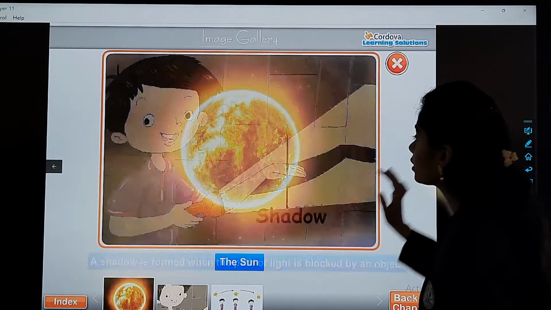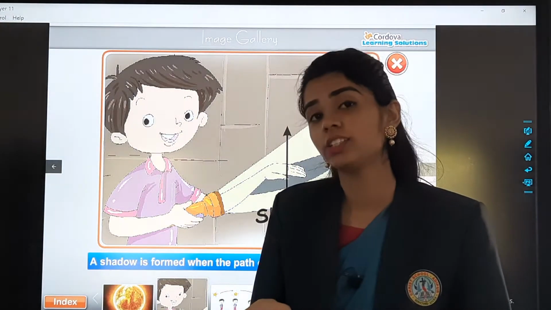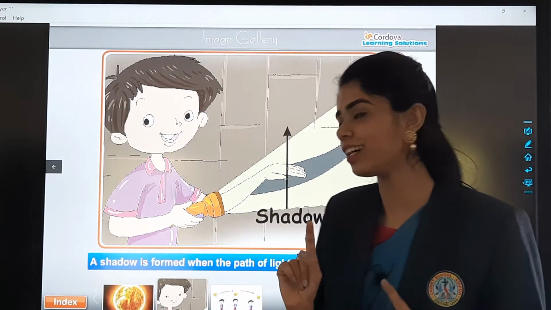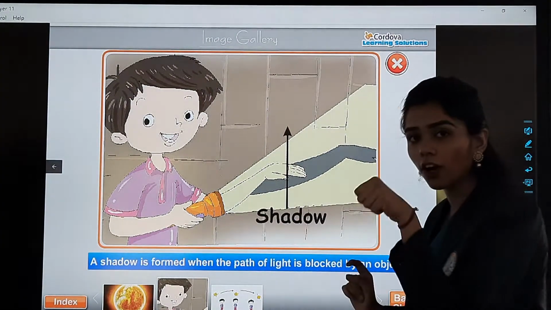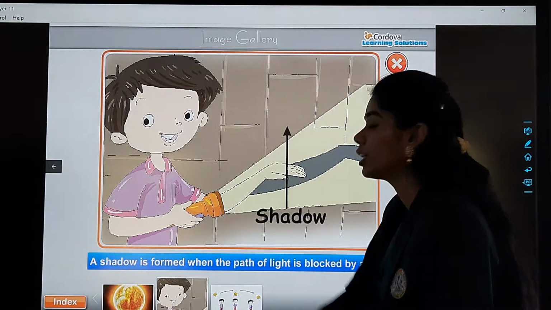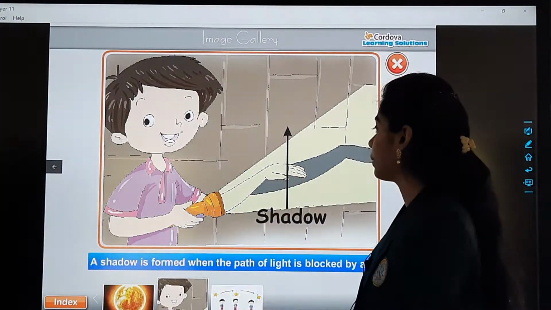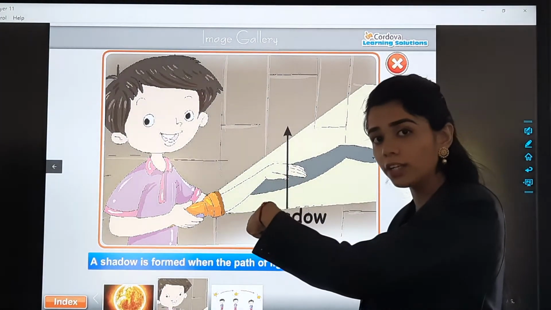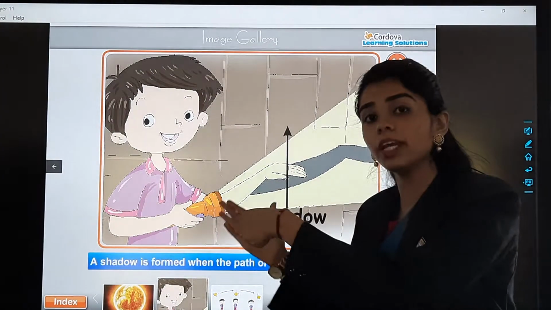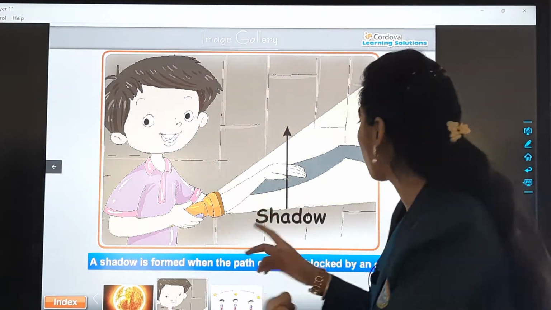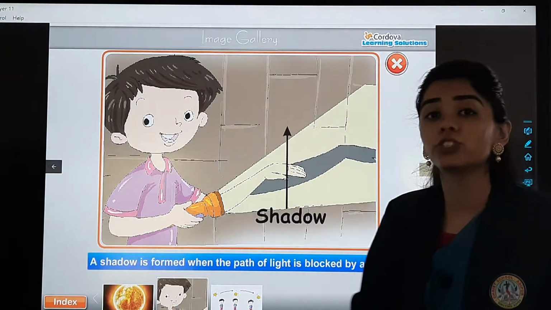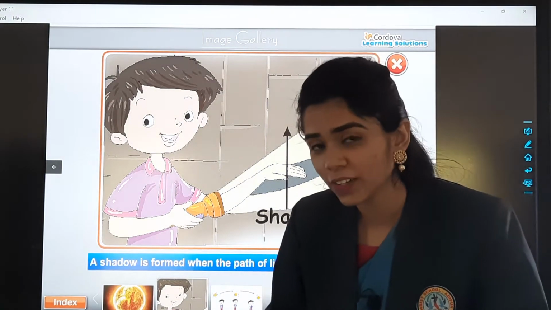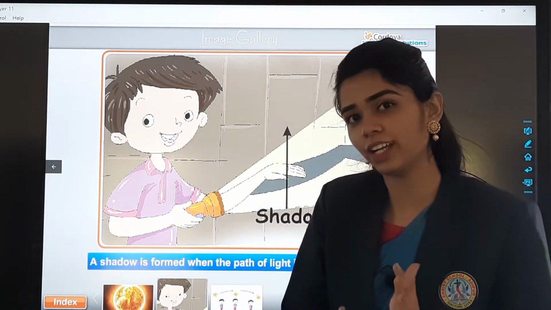Then we learned about the shadow. So what experiment did we do? We took a torch and on a wall, what did we do? See, we switched the torch on towards the wall and then we put our hand in between. So what did we see? We saw a shadow.